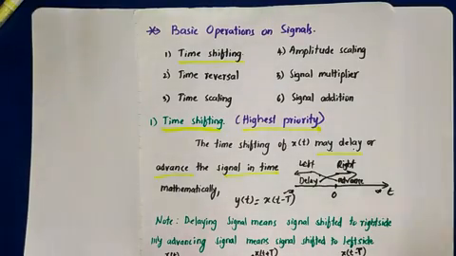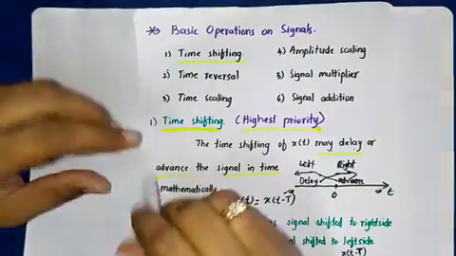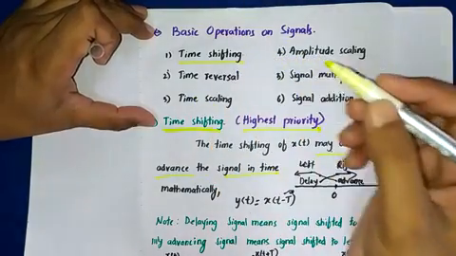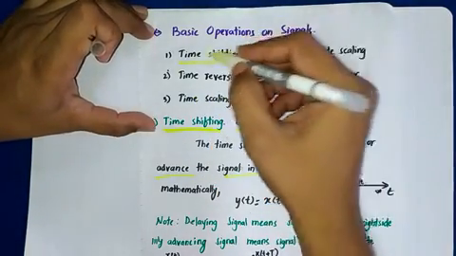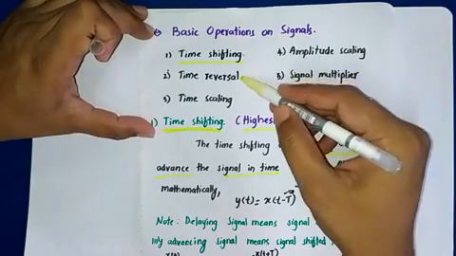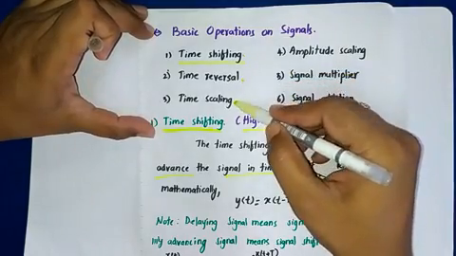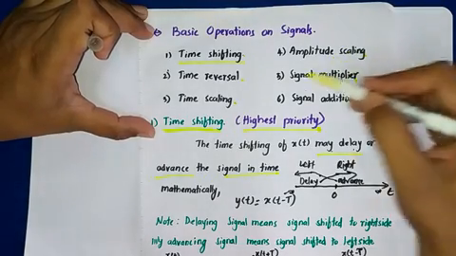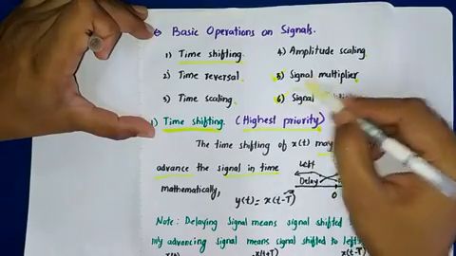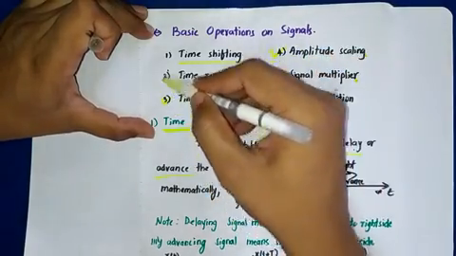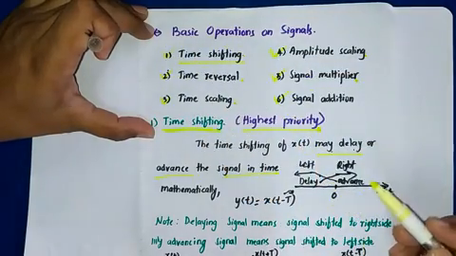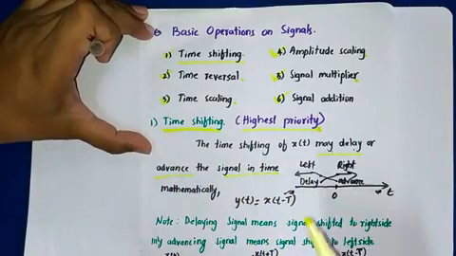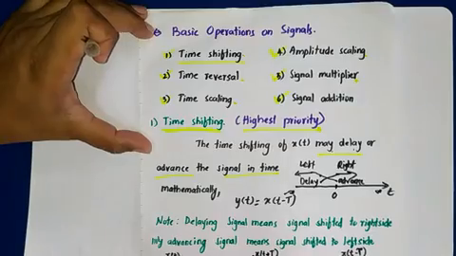Okay, so as it is listed here, you can see there are 6 basic operations we can perform on the signals. The first one is time shifting, then time reversal, time scaling, amplitude scaling, signal multiplier, and then signal addition. Okay, so these are the basic operations on signals. So we will discuss one by one in detail by solving some problems also along with that.